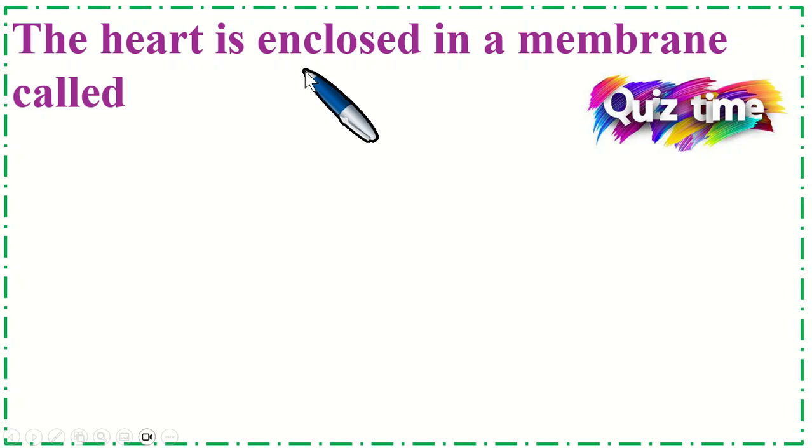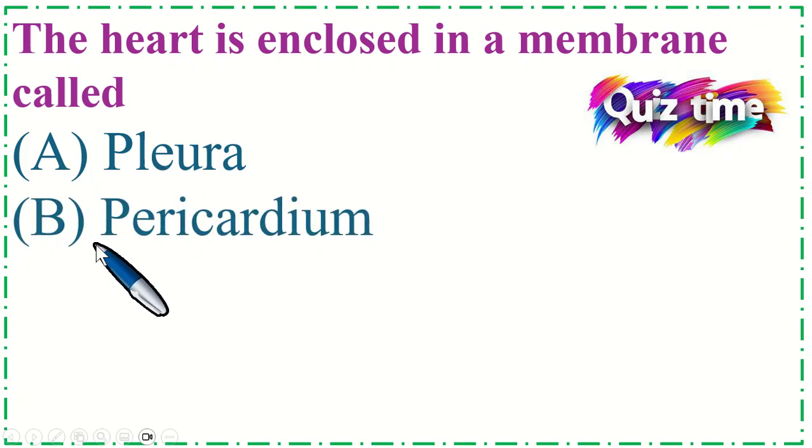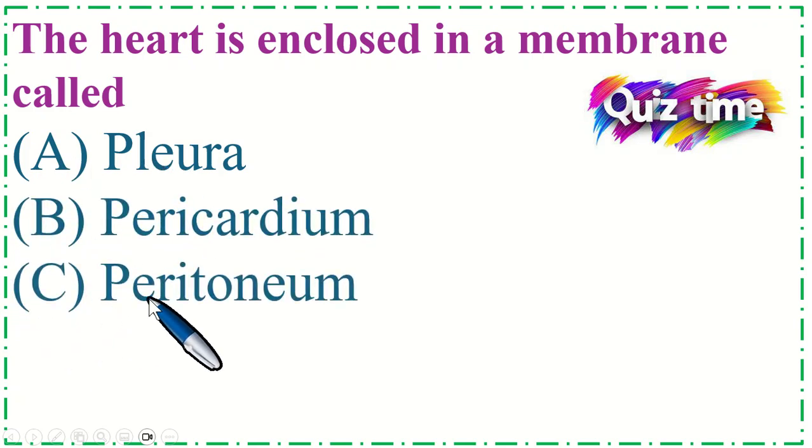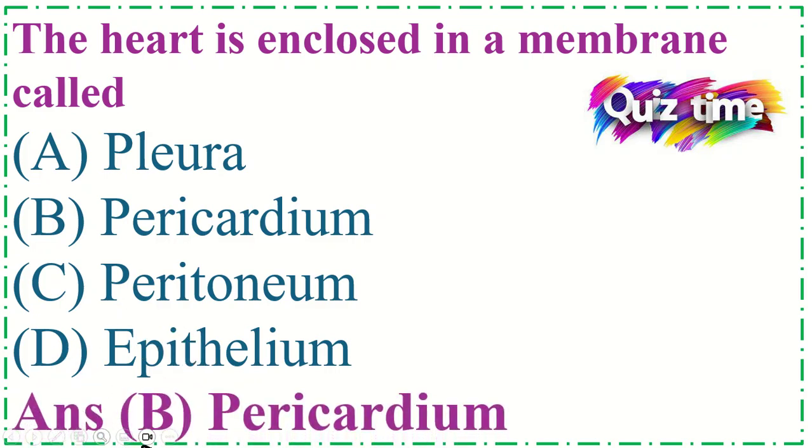The heart is enclosed in a membrane called option A pleura, B pericardium, C peritoneum, D epithelium. Correct option is B pericardium.